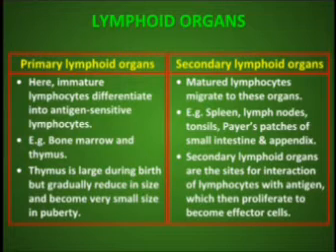The thymus is large at the time of birth, but gradually it reduces in size and becomes very small by puberty. In secondary lymphoid organs, the matured lymphocytes migrate to these organs. They are the spleen, lymph nodes, tonsils, Peyer's patches of the small intestine, and appendix. Secondary lymphoid organs are the sites for the interaction of lymphocytes with antigens such as bacteria and viruses. Whichever has come inside the body will be killed in this area of the secondary lymphoid organs.